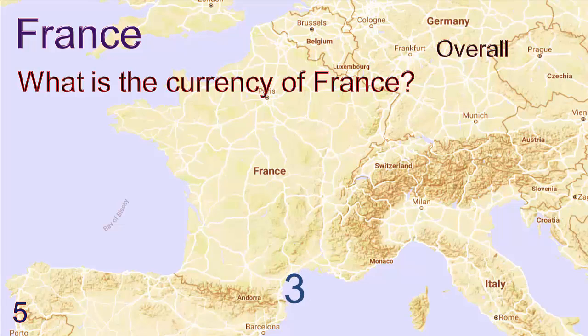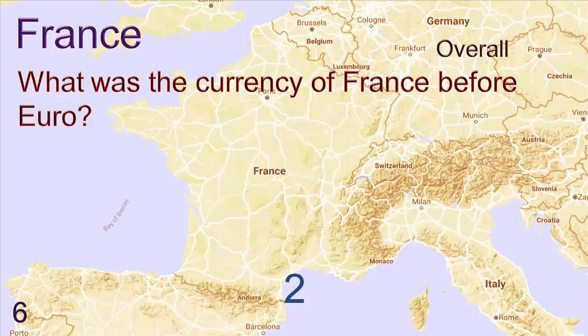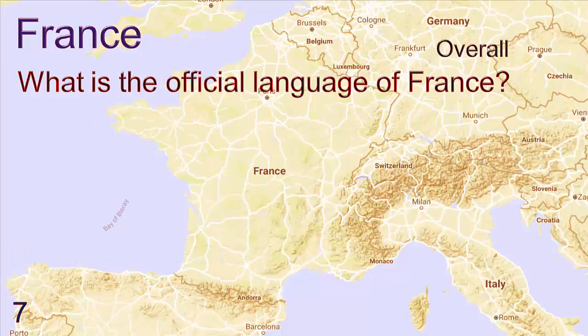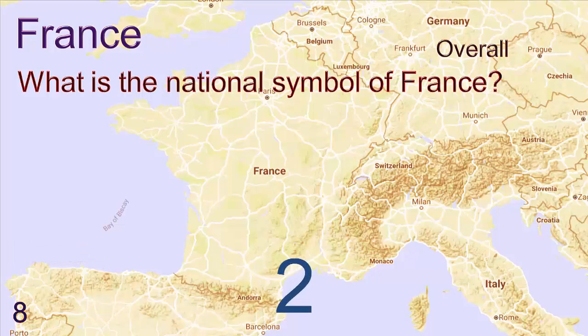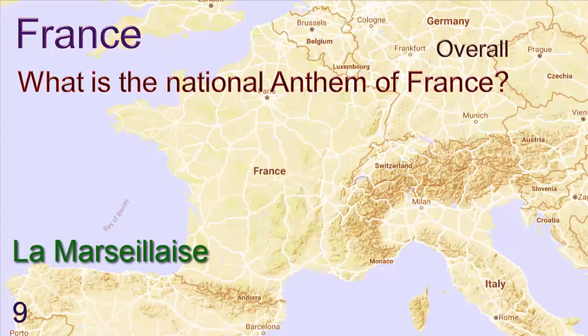What is the currency of France? Euro and CFP franc. What was the currency of France before the Euro? The French franc. What is the official language of France? French. What is the national symbol of France? The Gallic rooster. What is the national anthem of France? La Marseillaise.